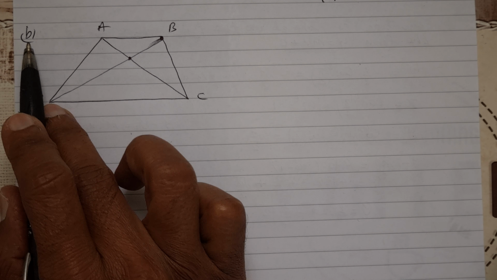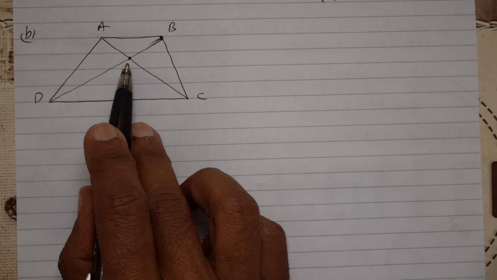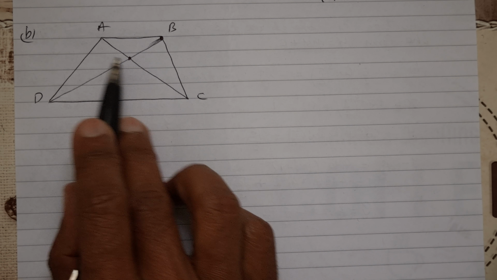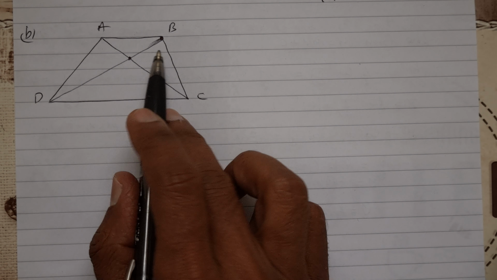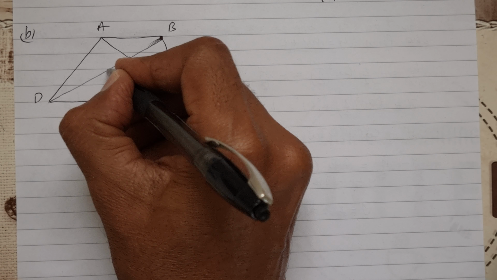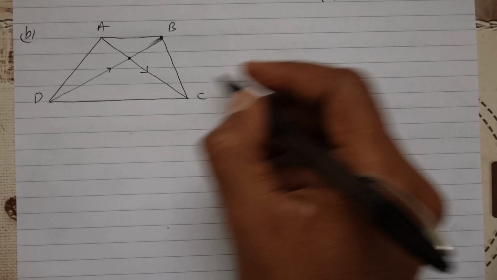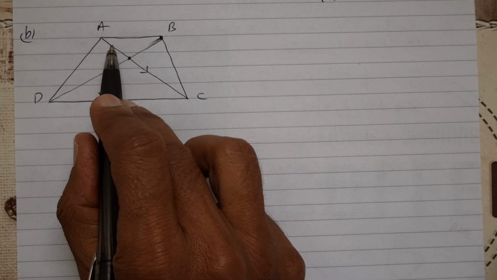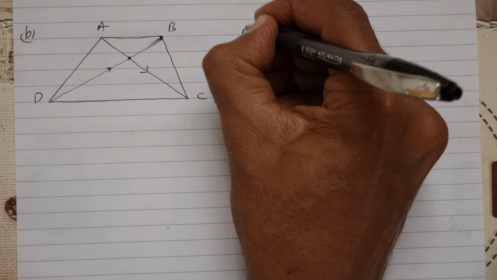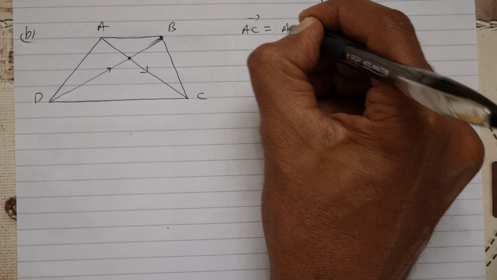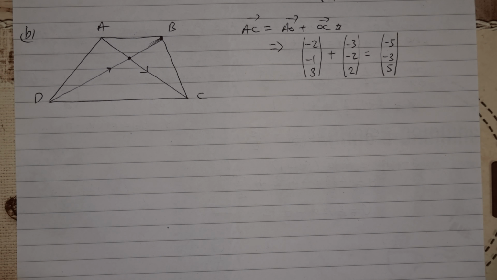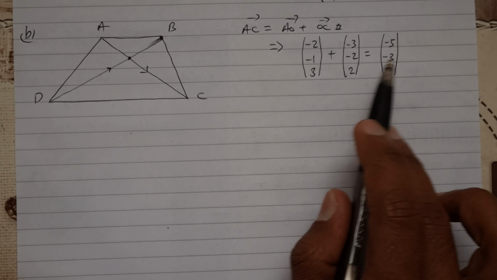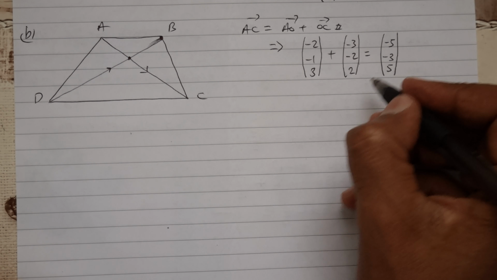Now, in part B, we are told that the diagonals intersect at this point. Now, this is a trapezium. So, of course, I can find the vector equation of AC and the vector equation of DB. First of all, I need to find the vector AC. So, what is vector AC? AC is AO plus OC, which leads to the following vector.